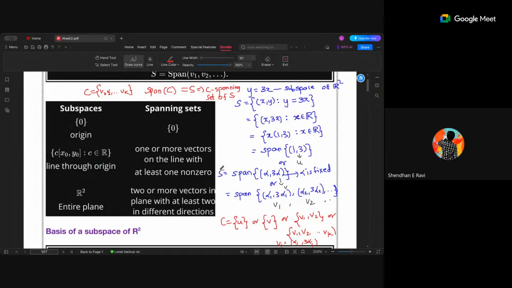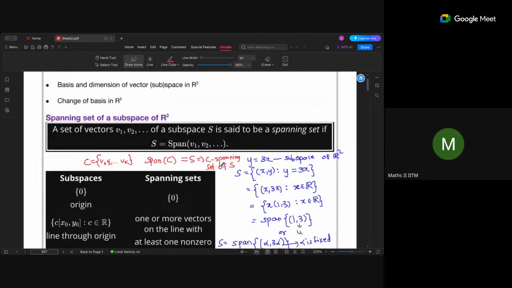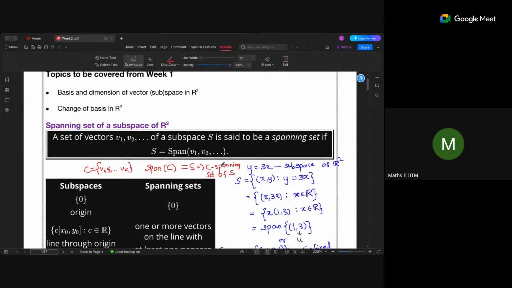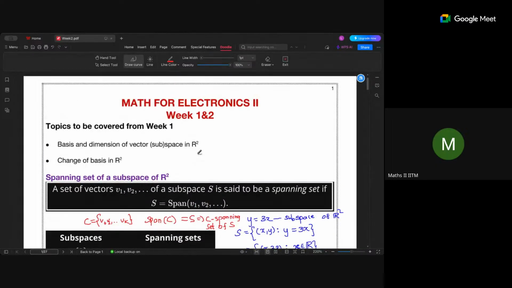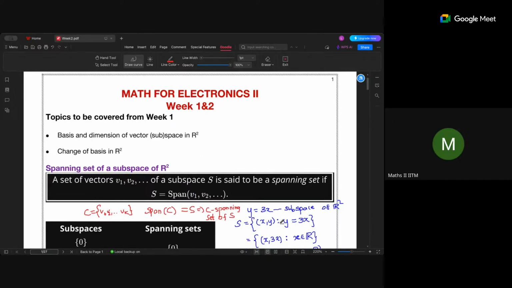Ma'am, is this like the superset and subset concept? No, no. I thought span was covered in the previous session. Was it not covered? Yes, ma'am, Sir taught us. I'm just asking, it sounds similar, so what's the difference? Of course, definitely a spanning set is a subset of a subspace, but a spanning set is much more than a subset. See, what I'm trying to say is, if it is not clear, let me tell you.